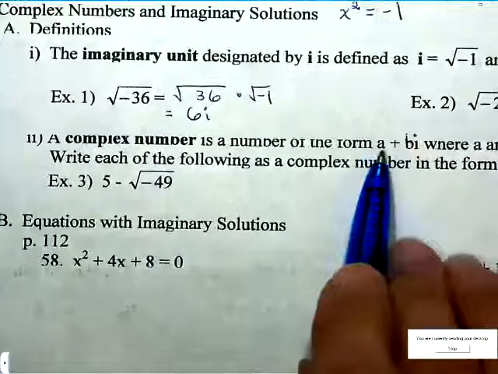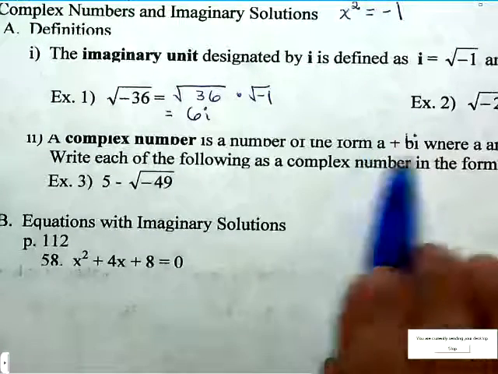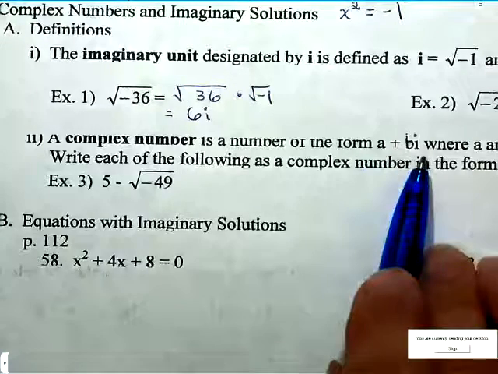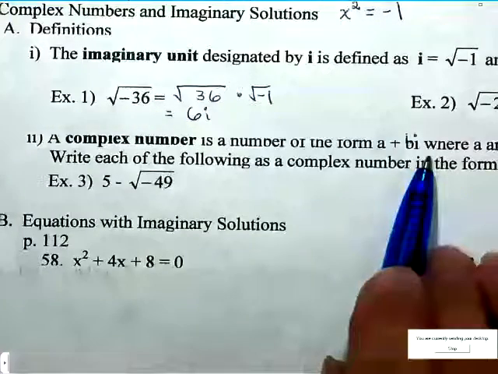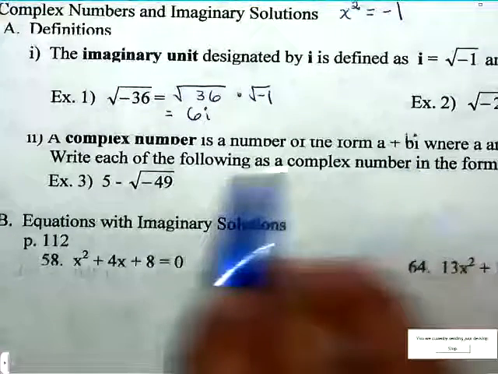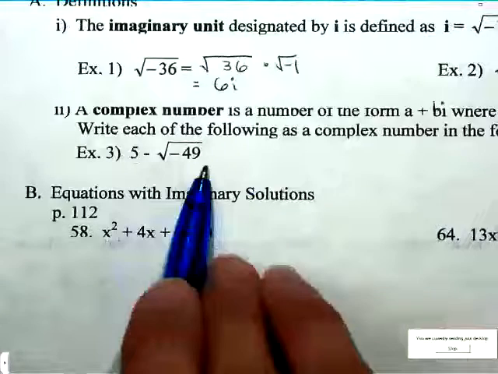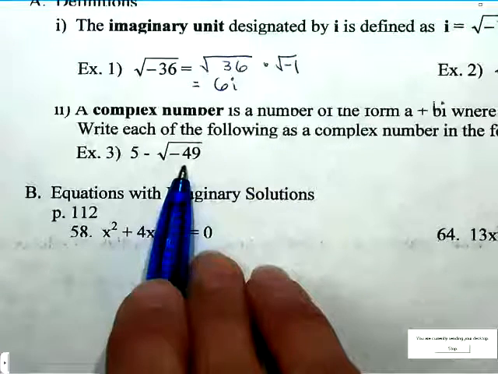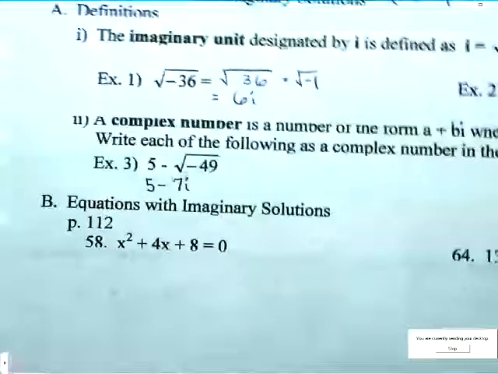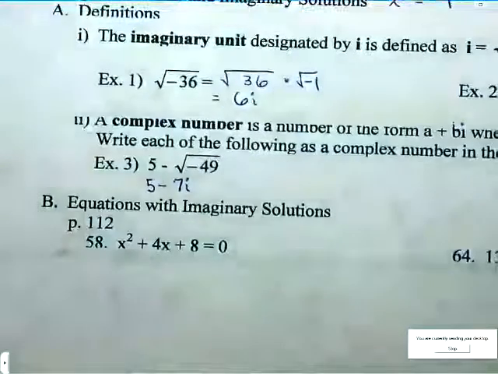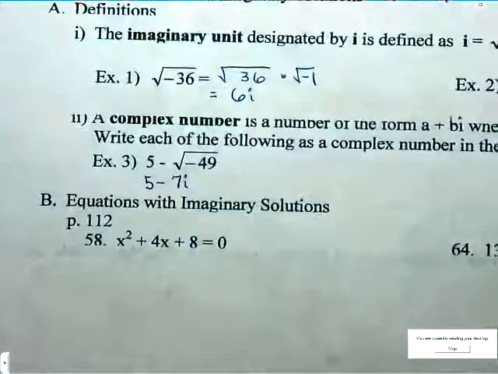For just a real number, like if I said write 7 in this form, I would never ask you to do that, but if I did, it would just be 7 plus 0i because it didn't have an imaginary part. What about this? 5 minus square root of -49. All you need to do is tell me that square root of -49 is 7i, and then there's your complex number, where 5 is the real part, -7i is the imaginary part. Just bring it down. Yep.